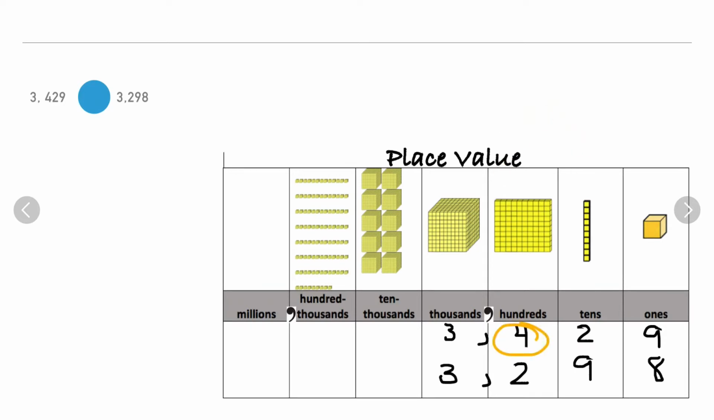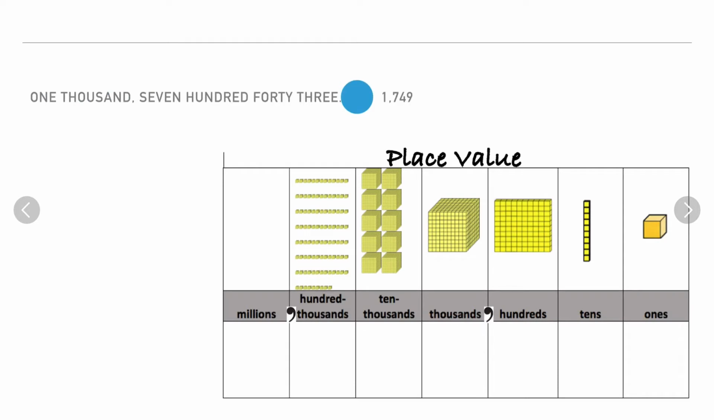So you guys, there's no need to move on to the next place value because I've now identified the larger number. 3,429 is greater than 3,298. So my inequality symbol should be facing 3,429. Let's try another one. You guys did such a good job at that problem.